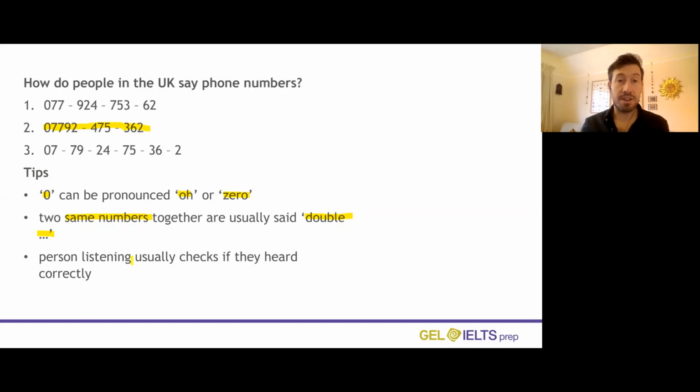So this is very common, and in the listening task, you will hear that sometimes. So if you miss the phone number the first time when you're listening, remember you might get another chance to hear it again when the other person repeats it back.